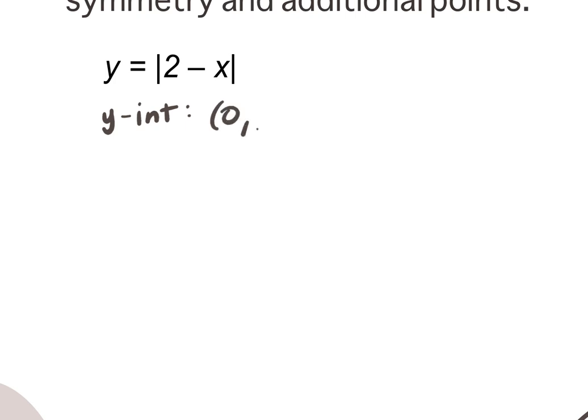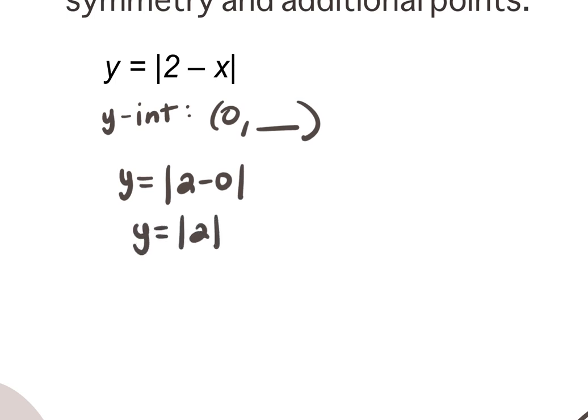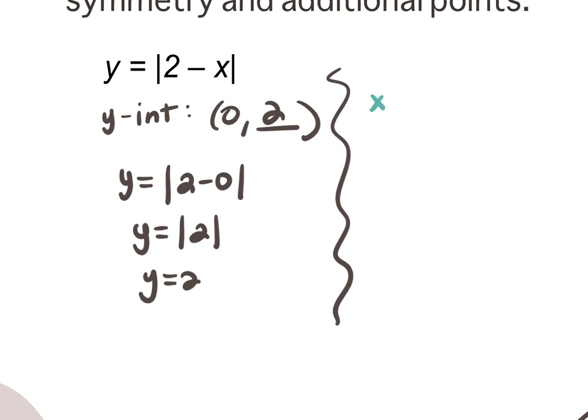Good. Plug 0 in for x. So I'd get y equals absolute value of 2 minus 0. y equals absolute value of 2. And what's the absolute value of 2? Positive 2. With me so far? Good. Okay. Now I'm going to find my x-intercepts. How do I do that? Plug 0 in for y. So I get 0 equals absolute value of 2 minus x.